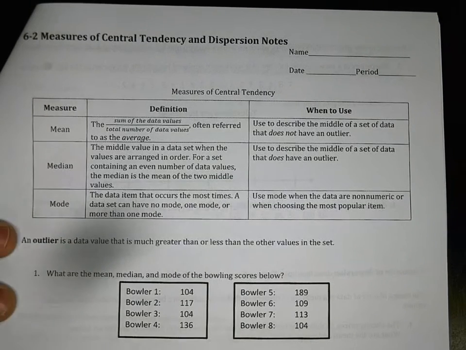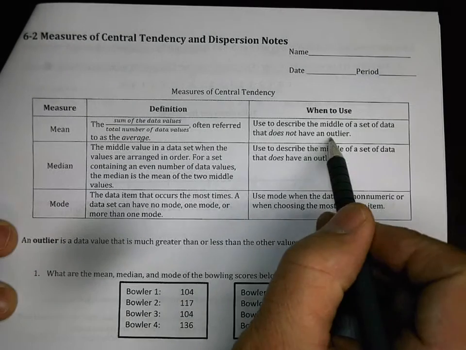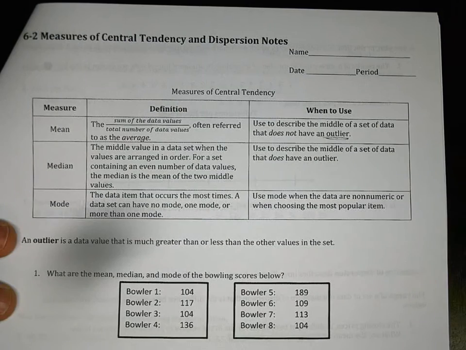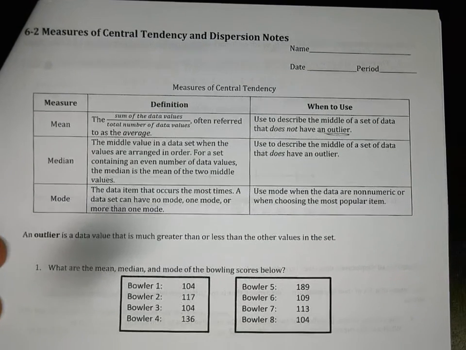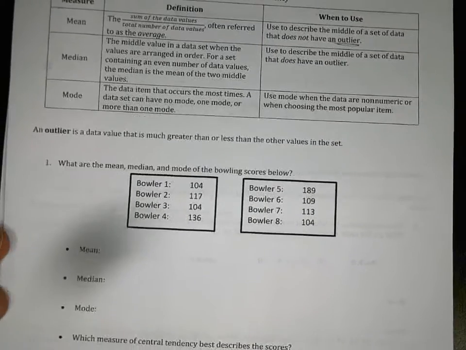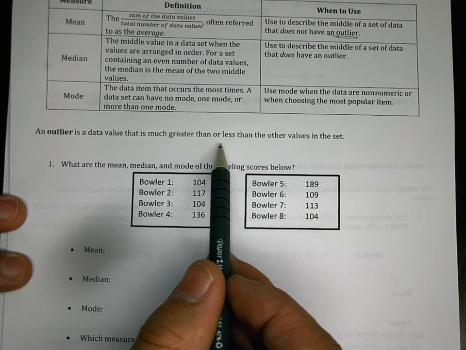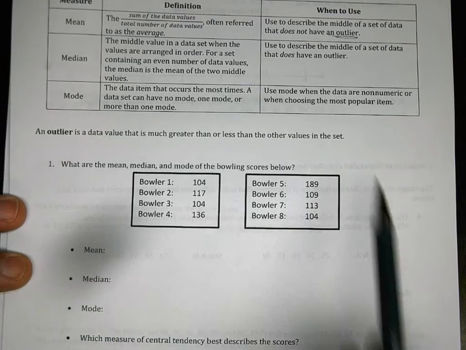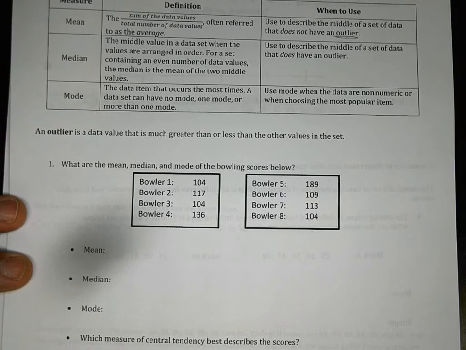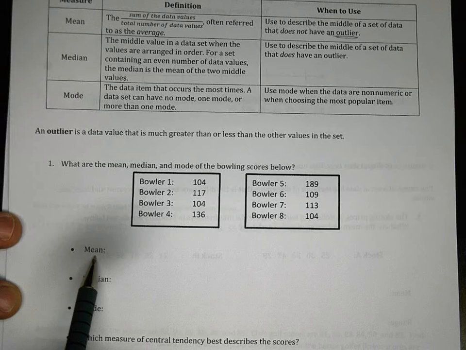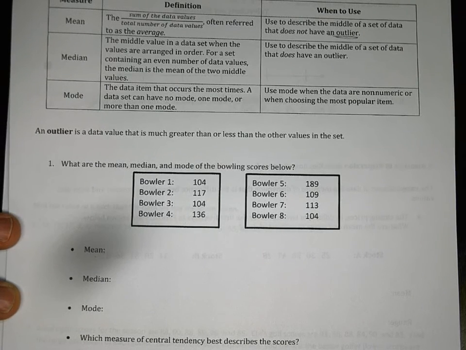Okay, and the best time to use mean is when there are not any outliers, and we'll talk about outliers in a minute. So let's go down here, and I guess maybe we should mention outliers right now. An outlier is a data value that is much greater than or much less than the other values in the data set. I'll show you how that affects the data set in a minute. But let's go ahead and figure out what the mean is of these 8 bowlers. Remember, for the mean, you add up all the data values and then you divide by the number of data values.